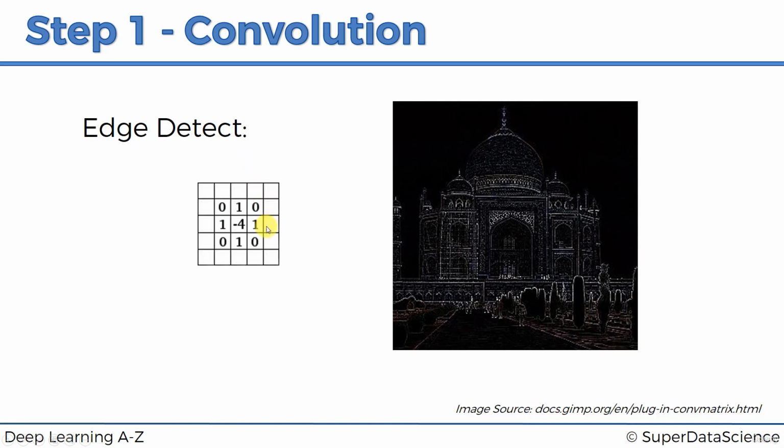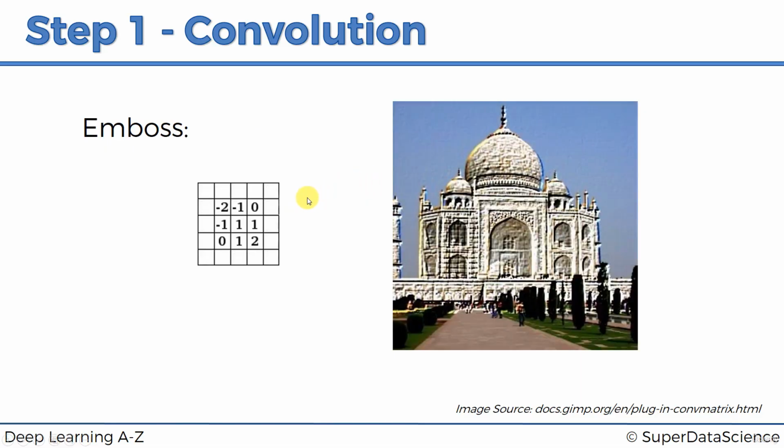Edge detect. Right, this one probably makes more sense. You take the middle one, you reduce the strength of the middle pixel, and then you look for the ones around it, you increase the strength of the ones around them, so you have the ones there. That gives you an edge detection, and you can see what you get there.